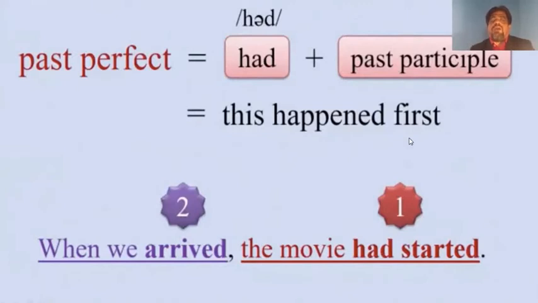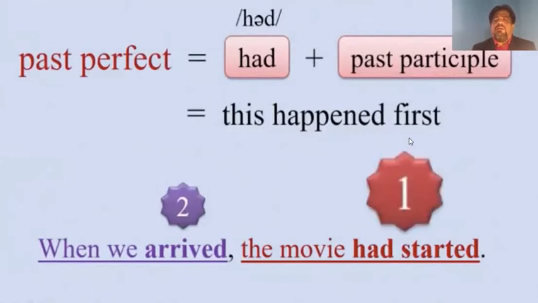See, when we arrived, the movie had started. Because we were late, the movie had begun already. Now, let us see what could be the first action. What could be the first action? The first action was simply the movie had started. And that way it must be written with the had plus past participle form in the past perfect tense.